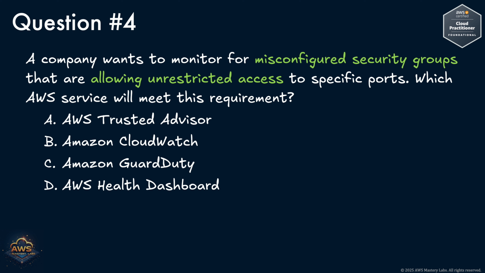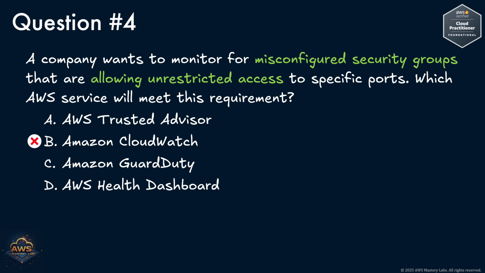Right away, this question is flagging a common and serious security risk. Open ports accessible from anywhere. For example, a security group allowing inbound traffic on port 22 or 3389 from the internet is considered unrestricted access, and it's a frequent misconfiguration in cloud environments. So we're looking for a service that can detect risky security group configurations and alert or report on them automatically, ideally in near real time. This isn't about performance or health, it's about ongoing security monitoring for network-level exposure.